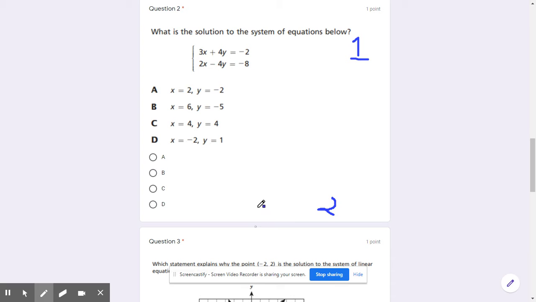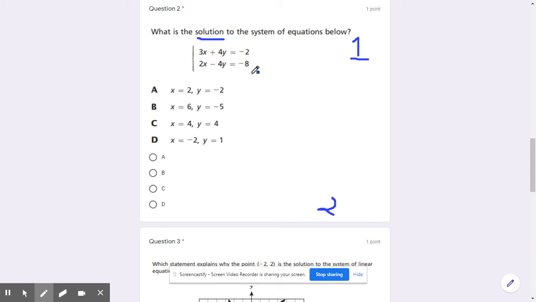Hint number 1. It says, what is the solution? So out of these choices, we have to find out which one is going to be the one that will work for these two equations. Now, if you take a look at them, we have either the graphing, the substitution method, or the elimination method. So hint 1, the best method to use for this is the elimination method. That is our hint number 1.